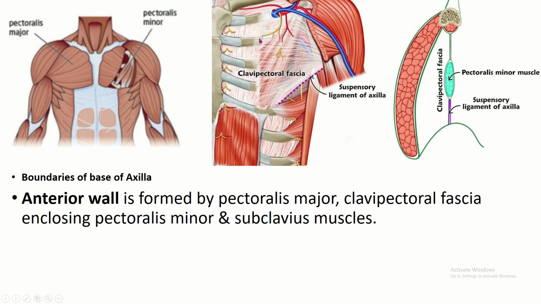So this is the clavipectoral fascia. It encloses the subclavius muscle, then the pectoralis minor, then continues with the axillary fascia. And we can see the clavipectoral fascia and pectoralis minor when we cut the pectoralis major muscle.